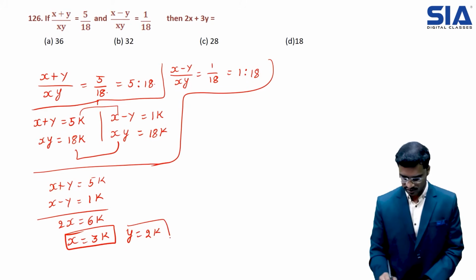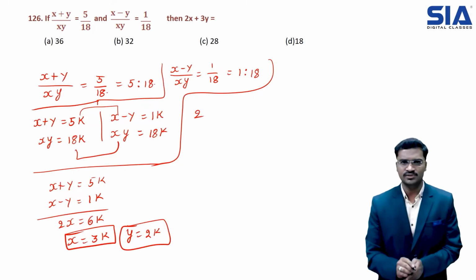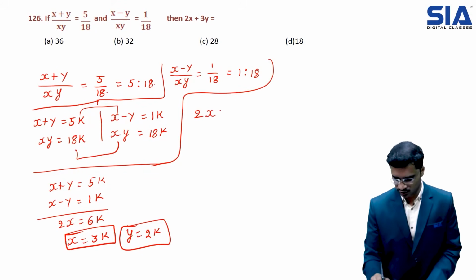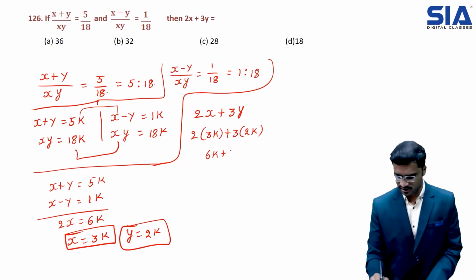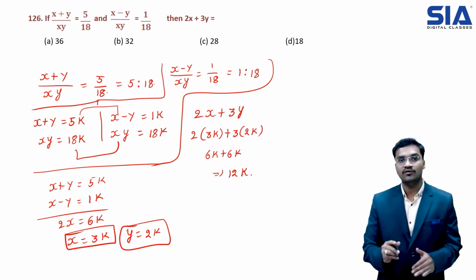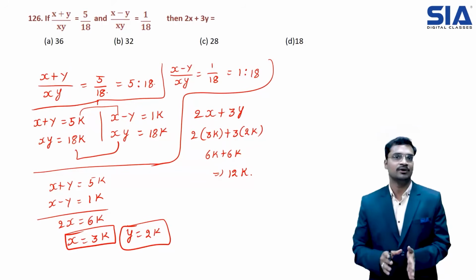2k, because x plus y is giving 5k. So let us keep these values in this question. 2x plus 3y. 2 into x value, which is 3k, plus 3 into y value, which is 2k. So 3 2s are 6k plus 6k. So our answer is what? 12k. So our answer should be a multiple of what? Our answer should be a multiple of 12.